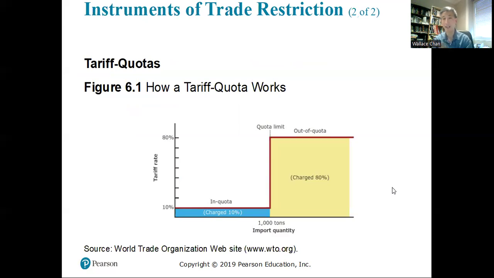Now, sometimes it can actually be a combination of tariff and quota. For example, when you look at what it says here, for the first 1,000 tons of the import, 10% of tariff would be charged. But anything over 1,000 tons would involve 80% tariff. So that is a combination of tariff and quota.